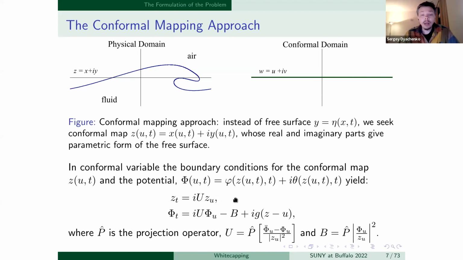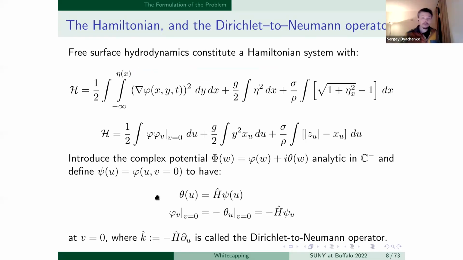Okay, so I will show, if there's time, I will also show some simulations of these equations, but let me first mention that the system that we are talking about here is Hamiltonian. And it turns out that the variables eta and psi, the value of the velocity potential at the free surface, are the two canonical Hamiltonian variables, as was originally discovered by Vladimir Zakharov in 1968.